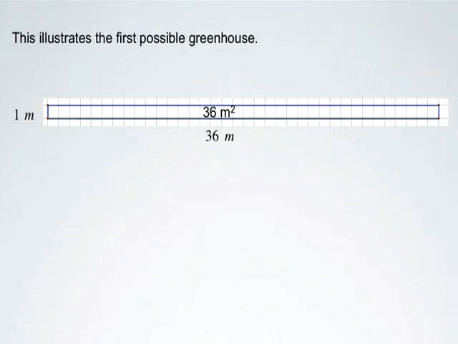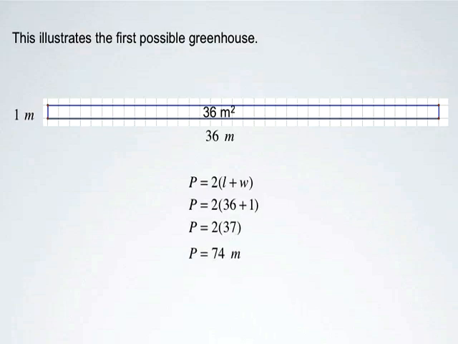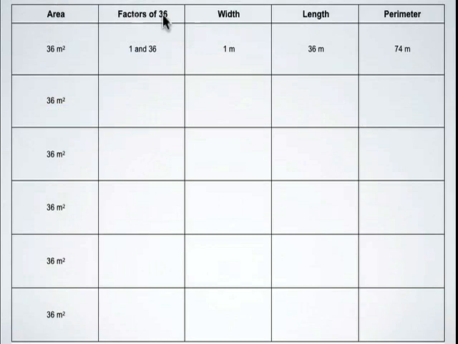So here's an illustration for the first possible greenhouse, again when we had a width of 1 meter and a length of 36 meters. Our perimeter formula is 2 times the length plus the width, so we'll sub in the length of 36, the width of 1, add those two together to give you 37 inside the brackets, and multiply that value by 2. Which gives you 74 meters. And we can update our table having the perimeter of 74 meters when we have a width of 1 and a length of 36. And we can move on to take a look at our next two values.